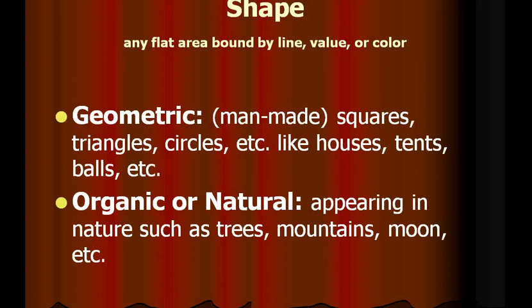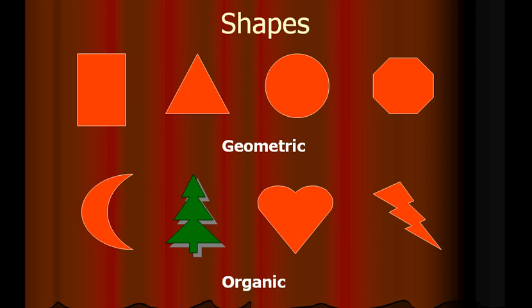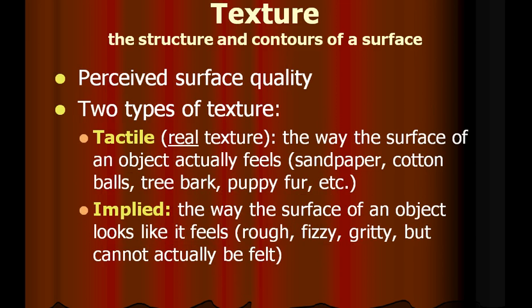Shape refers to any flat area bound by line, value, or color. They can be geometric, which are man-made, things like squares, circles, things like houses, tents, and balls. Or they can be organic and natural, appearing in nature such as trees, mountains, the moon, etc. Here are some common geometric shapes and some organic shapes.